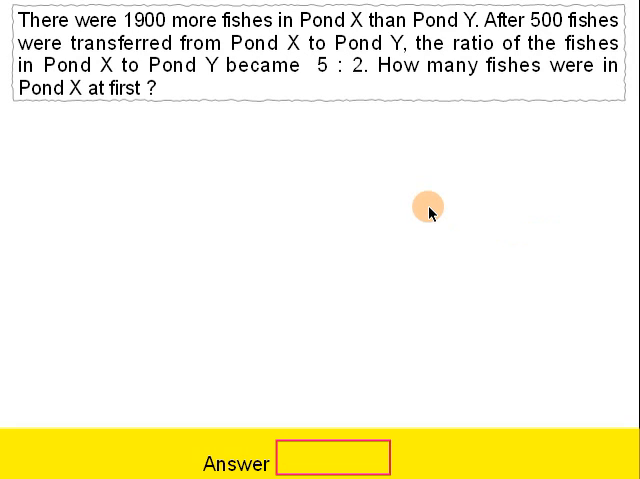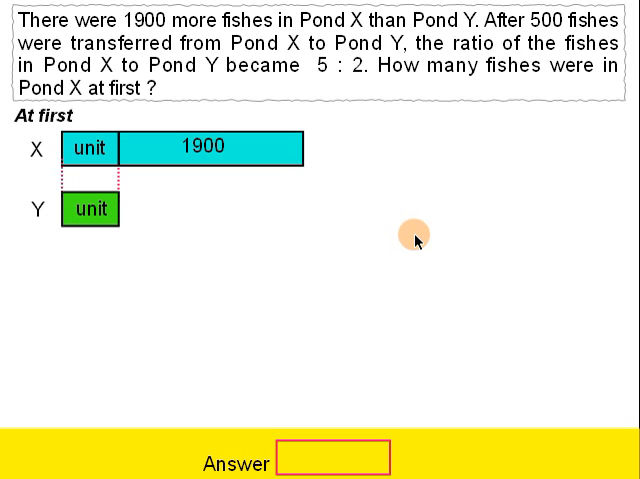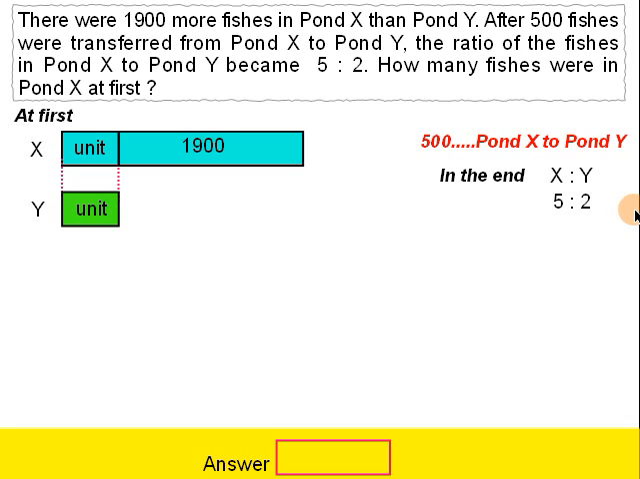Alright, at first, there were 1,900 more fishes in pond X than pond Y, so we assign the model of pond Y to be 1 unit, and that for pond X will be 1 unit plus 1,900 fishes. After 500 fishes move from pond X to pond Y, the ratio of X to Y will be 5:2. We'll jot it down here.